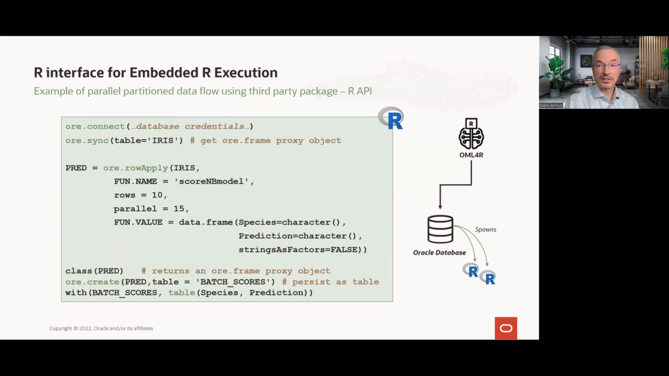Invoking rqRowEval causes the database to spawn the R engines, load the UDF and data partition into each, and collect the results, which are presented as a single ORE frame proxy object. And this is important since results themselves can be large, and we don't want to pull results to the client unnecessarily. Next, we create the table BATCH_SCORES and use the overloaded table function to compute the confusion matrix in the database on the batch scores proxy object. Note that only the confusion matrix itself is returned to the client without the need to load large volume data to the client R engine.